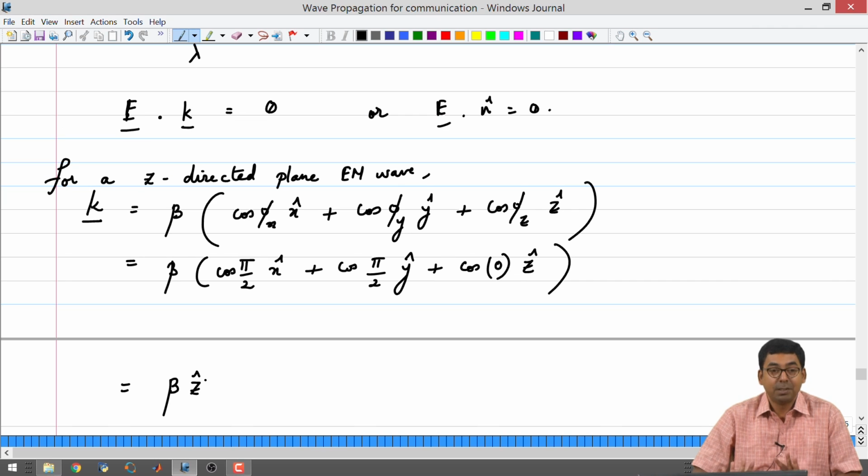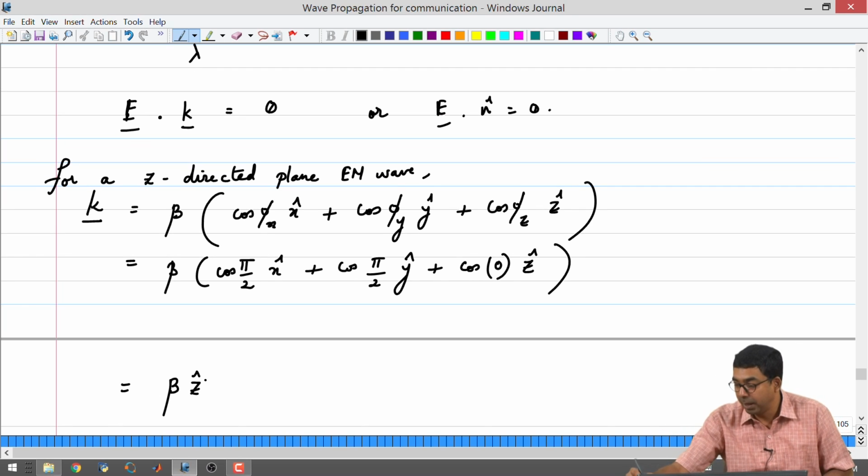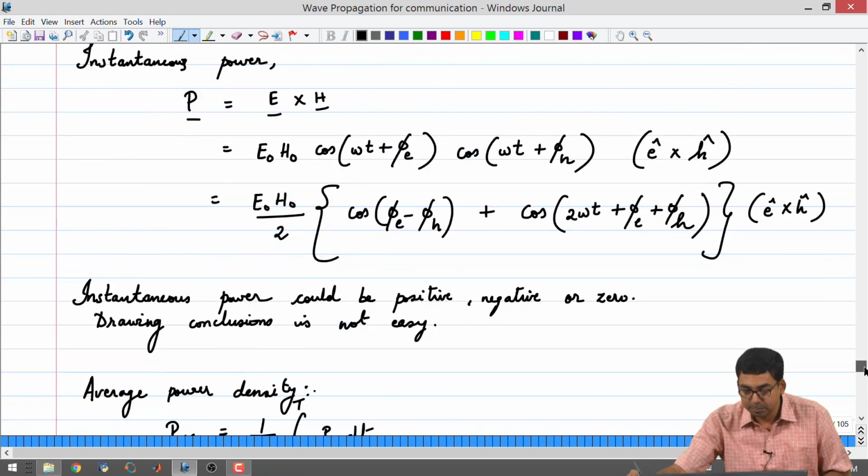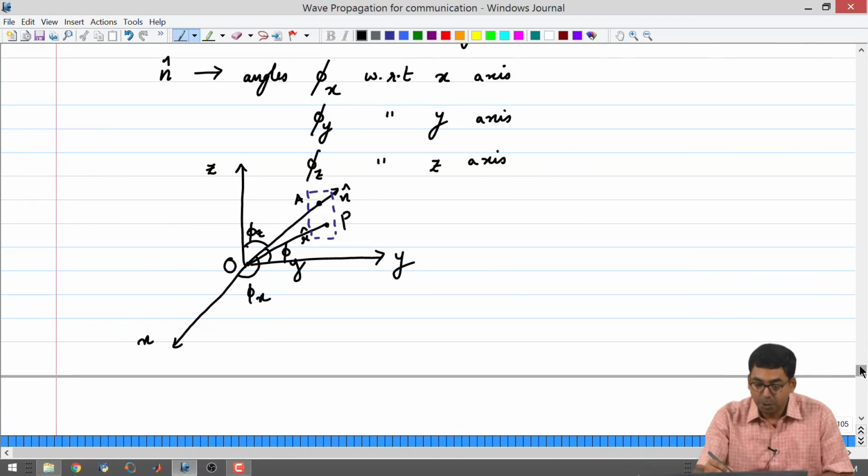But the first step is to identify the k vector. The k vector is beta times whatever your unit vector is, in the direction which is normal to the surface. You cannot take point P in our diagram; you have to take point A for defining your k. This is the first step. The remaining steps are very simple, and we will go over them in the next class, and you should be comfortable writing down a plane wave in an arbitrary direction.